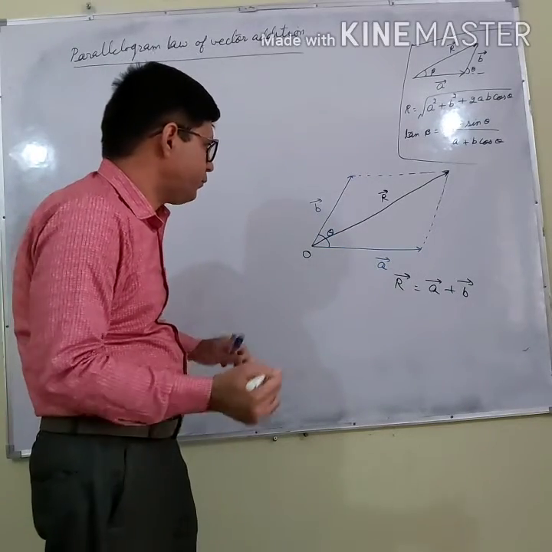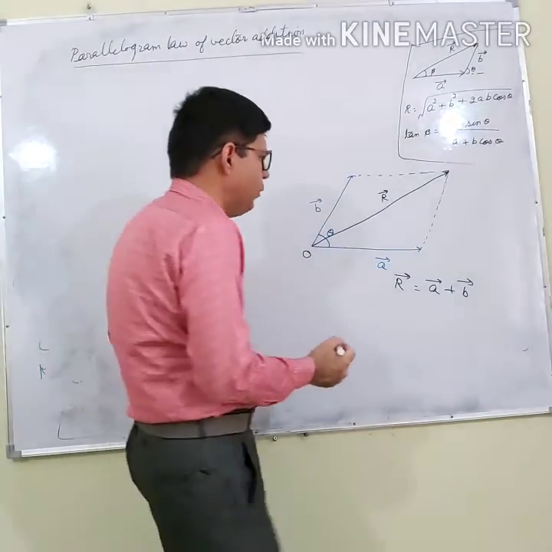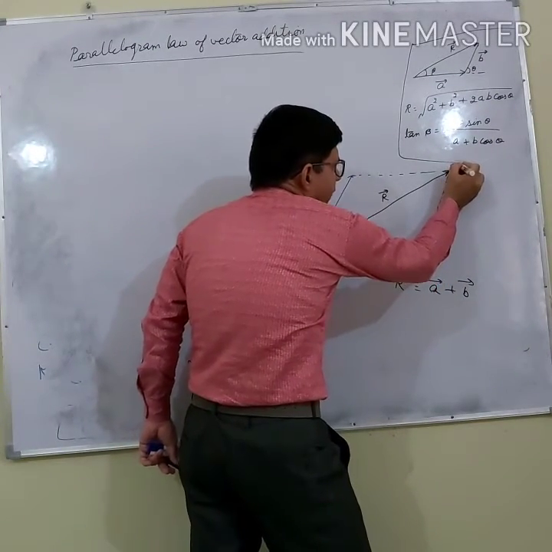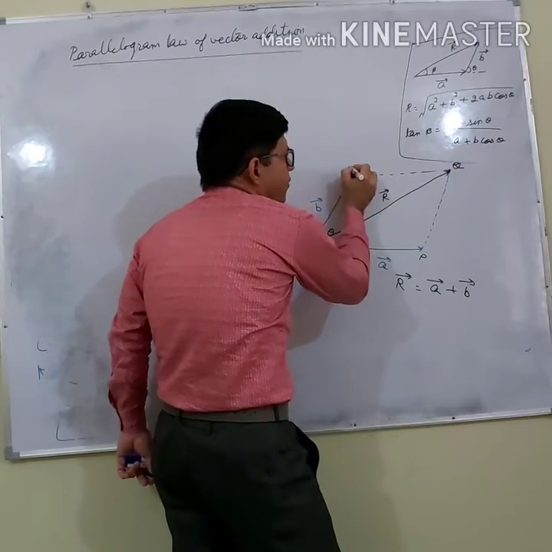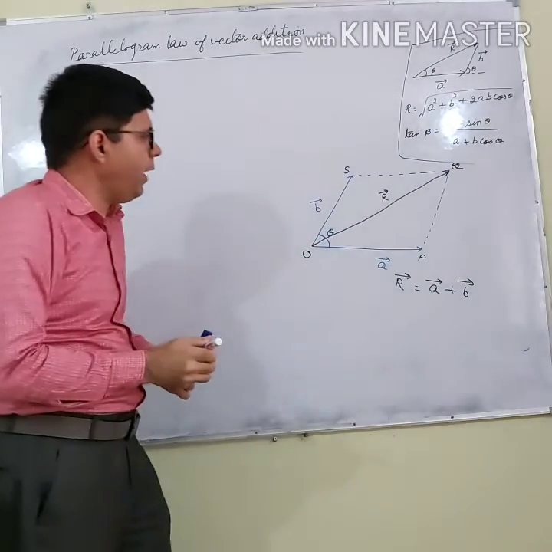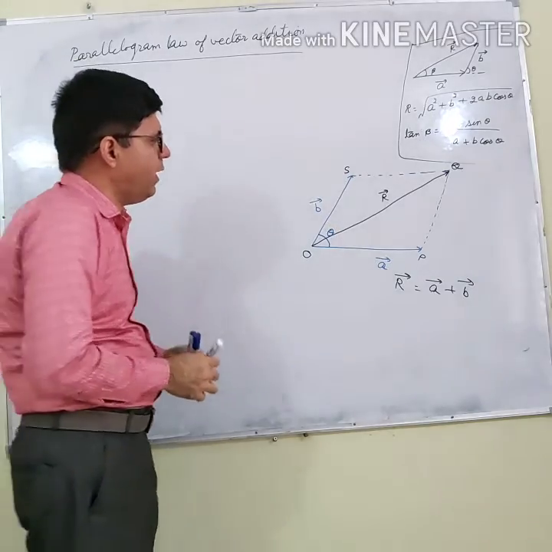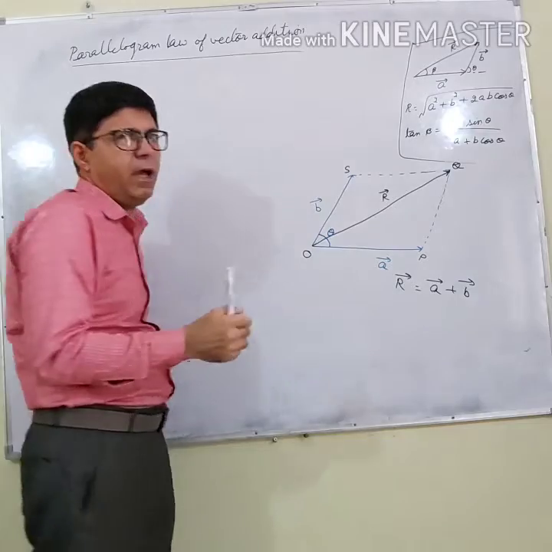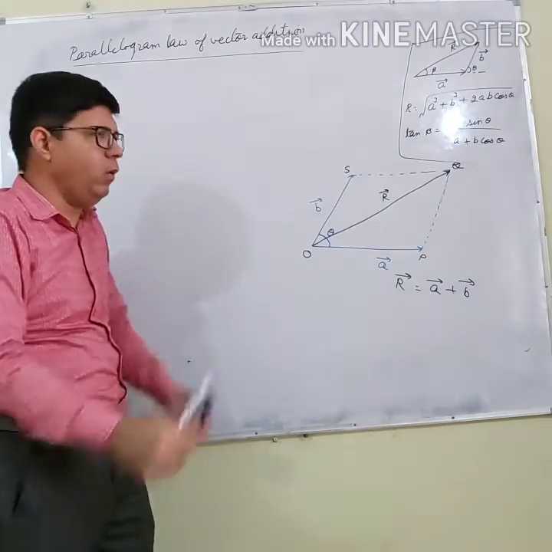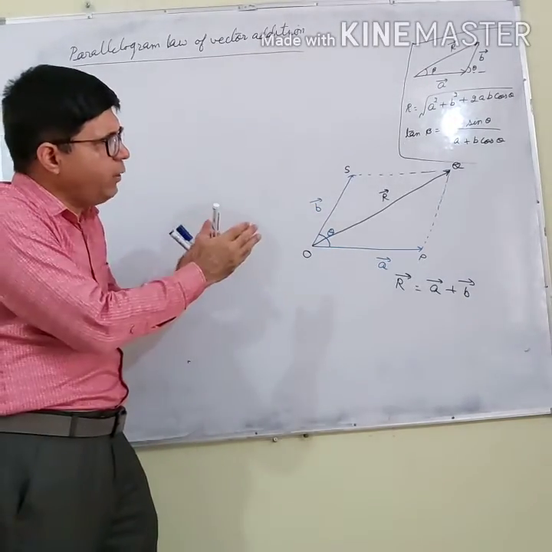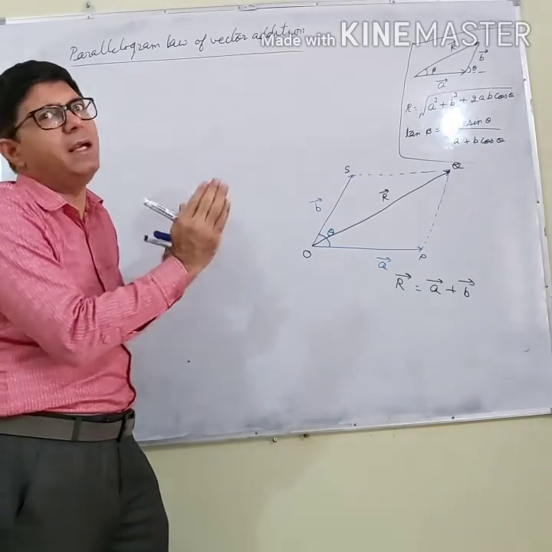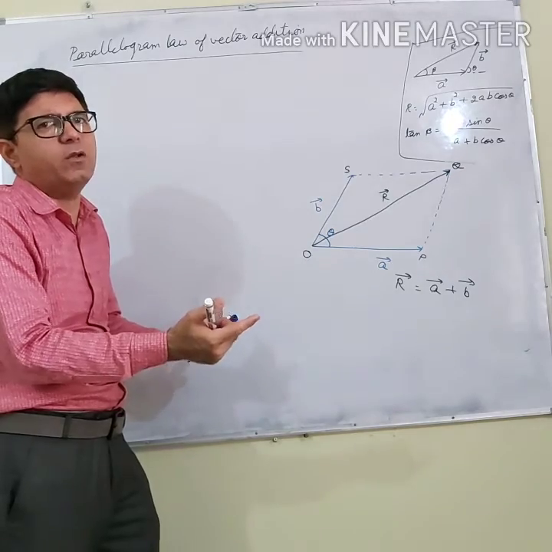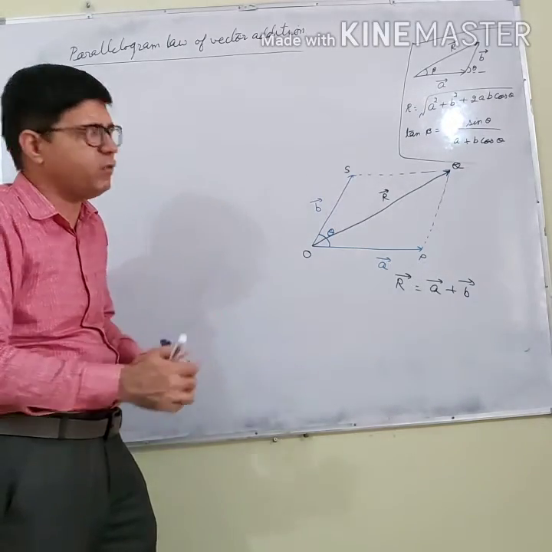Listen everyone. Let me complete the parallelogram. Let us say this is O, this point is P, this point is Q, and this point is S. Now I don't find any formula which gives a relation between R, A and B. I haven't read any such formula till now. So what will I do? I will try to make a right angle triangle. In a right angle triangle, I will use the Pythagoras theorem, that is hypotenuse squared equals perpendicular squared plus base squared.